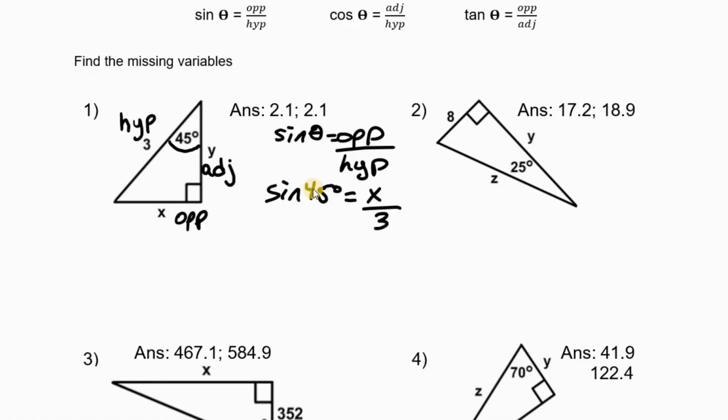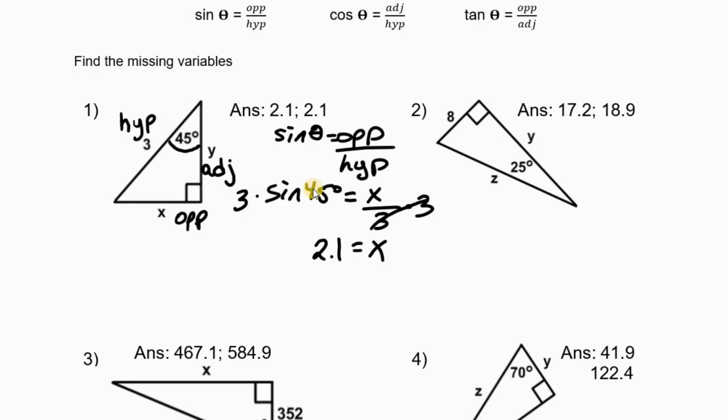How do we solve out for x? Multiply both sides of the equation by 3, and we should get our value for x, which is 2.1. All right, so we have solved for our opposite, and now let's solve for our adjacent.